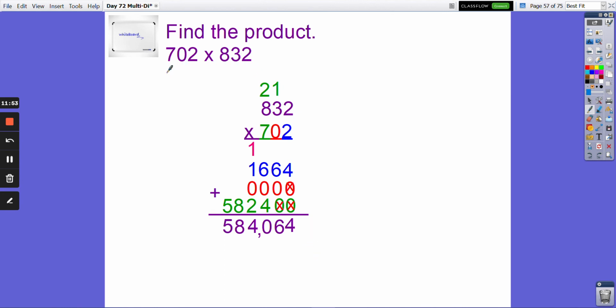584,064. Here I have 700 if I'm estimating, and I might multiply that by 800. Gives me 56 with 1, 2, 3, 4 zeros behind it. I estimated both of these numbers down, so this is going to be lower than my actual product. Notice how they're pretty close, not super close, but it makes my answer seem reasonable.